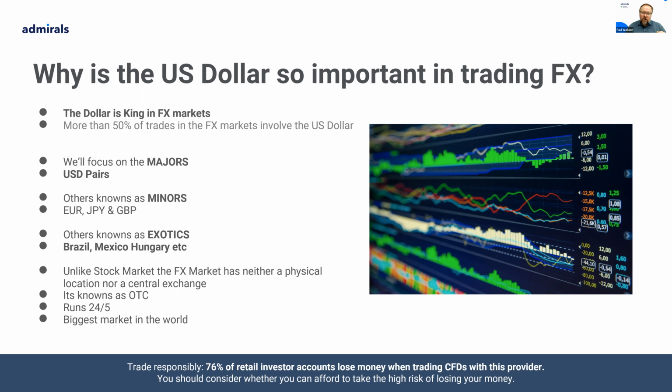involve the US dollar. What we're going to focus on, in terms of turning this into trading ideas, is the majors. Remember what I was saying earlier? That's about those 2 to 7 other currencies traded against the US dollar. Others are known as the minors, when you're trading euro against the yen or sterling against Swiss franc, etc. And then outside of that, you've got what's known as the exotics. That is when you're trading the Brazilian, the Mexican, the Hungarian currencies, etc.